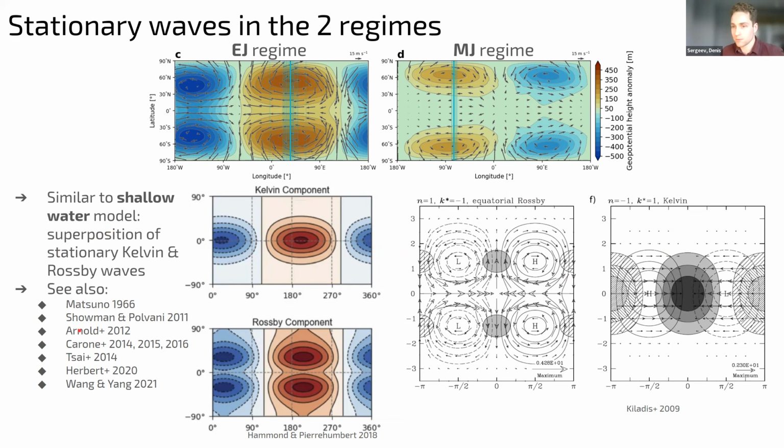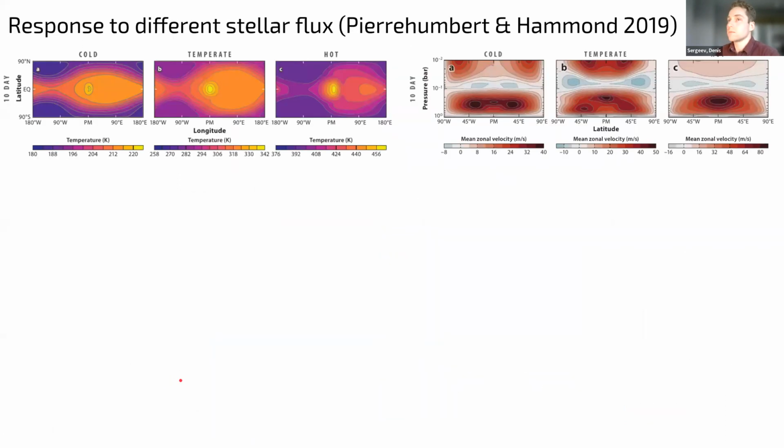And you can also check out these papers, starting from the classic Matsuno papers and going all the way to Wang and Yang 2021. Another good review of the differences in the stationary waves is given in the review by Pierrehumbert and Hammond, 2019. In that review, they show the response of atmospheric circulation in a simplified GCM to different stellar flux. So essentially, from cold to temperate to hot, which corresponds to increasing insolation.